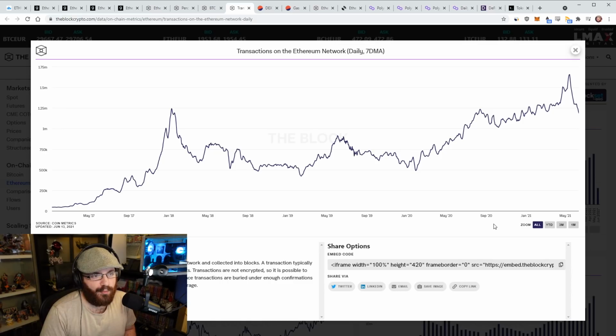So I think that's something to keep in mind when looking at this sort of stuff, is that Ethereum has a hard limit on how many transactions it can do per day, and that's based on the block gas limit as well.